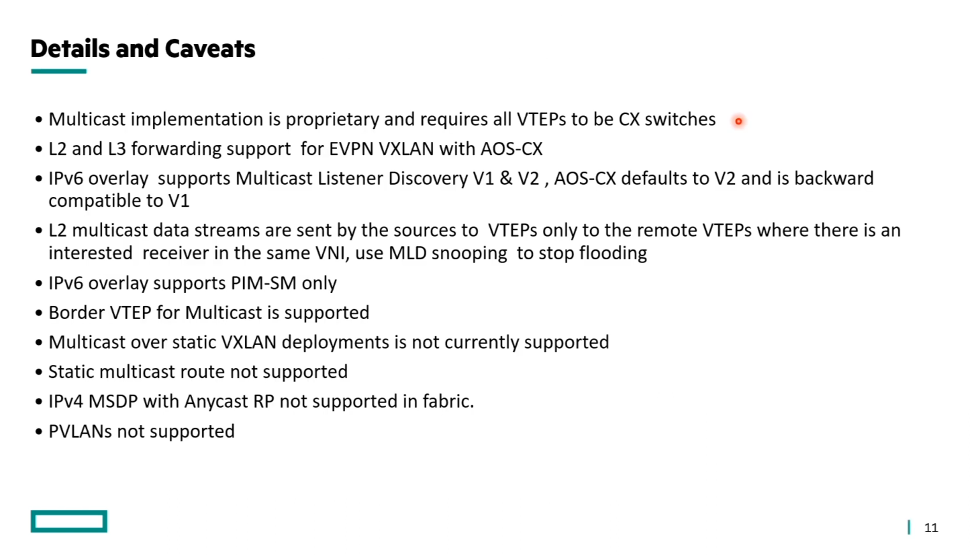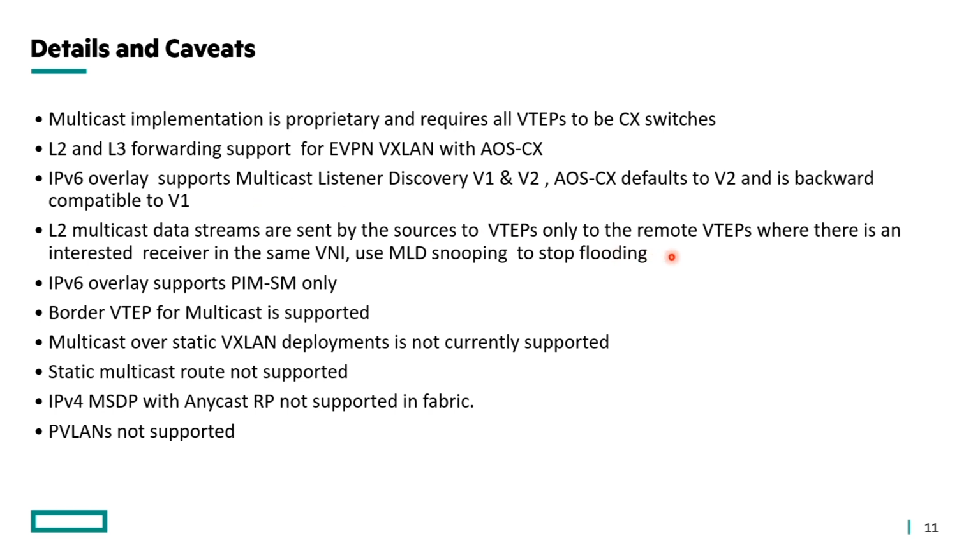Let's go over some of the details and caveats. So the multicast implementation we have here is proprietary, and the fabric for multicast must only include CX switches for VTEPs. We support both layer 2 and layer 3 forwarding for EVPN VXLAN with the Aruba CX switches, and the IPv6 overlay supports Multicast Listener Discovery version 1 and version 2. AOS switches default to version 2 and are backward compatible with version 1.